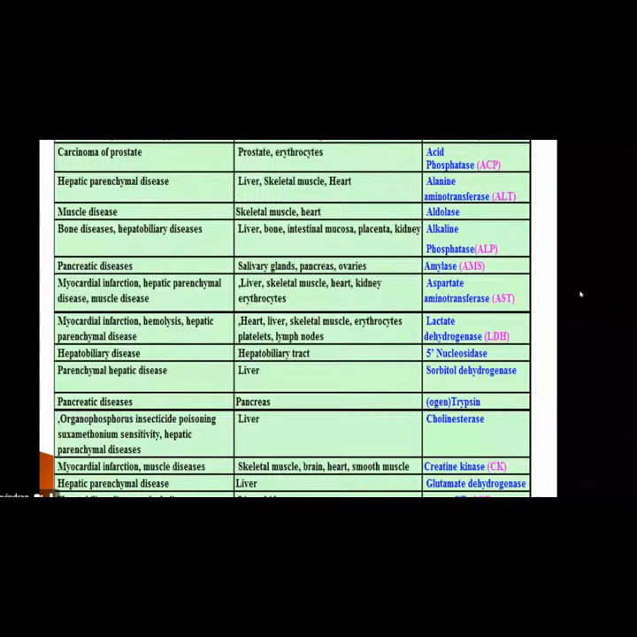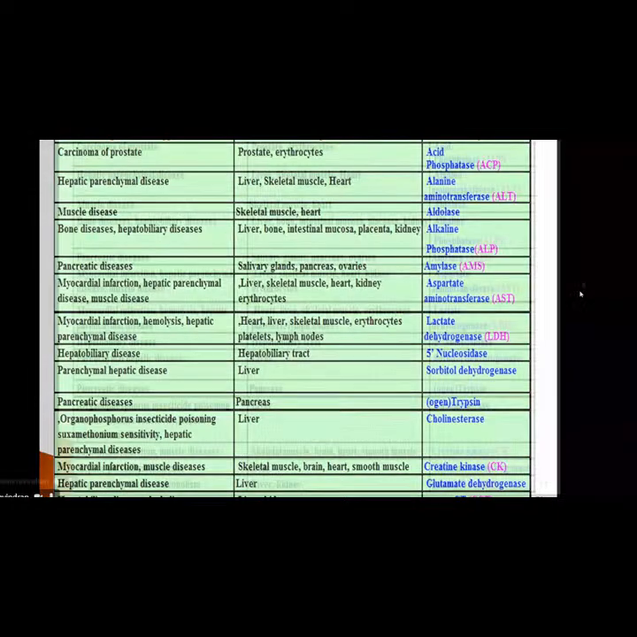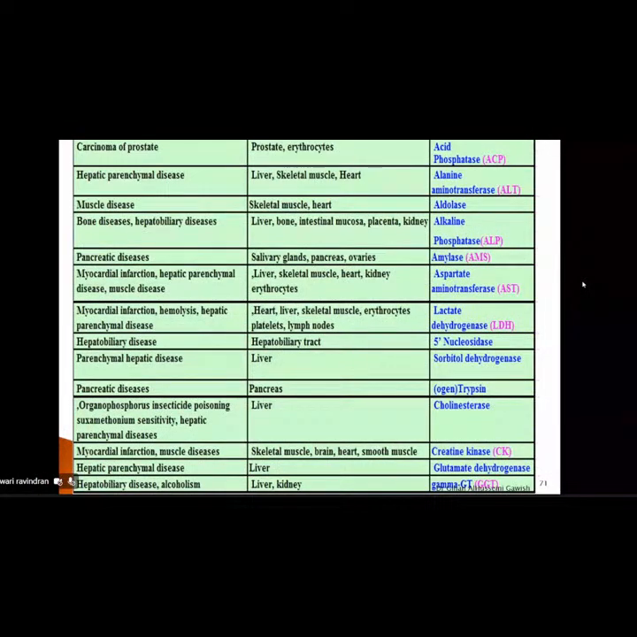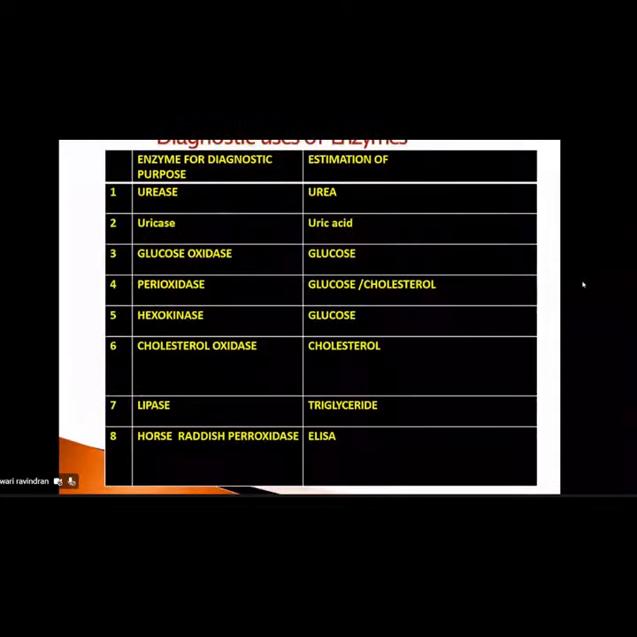Specifically, some enzymes are used to detect disorders or disease in organs. For the prostate, we can use acid phosphatase. For the liver, alanine aminotransferase is used. For muscle disorders, both skeletal muscle and heart muscle, we can use the aldolase enzyme, and for the pancreas, amylase can be used. For any disorder or block in the bile, we can use 5'-nucleotidase, and trypsin and amylase for the pancreas.